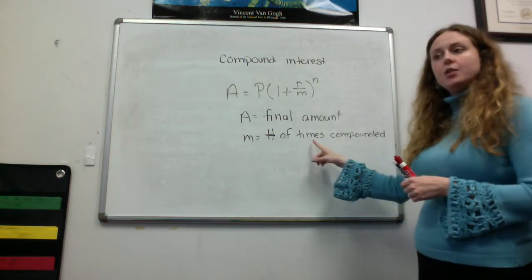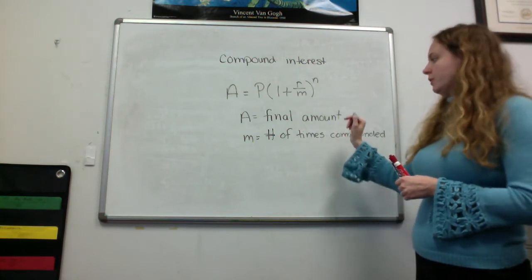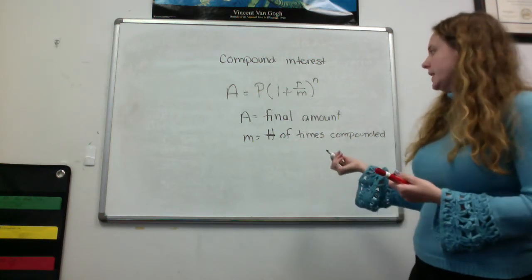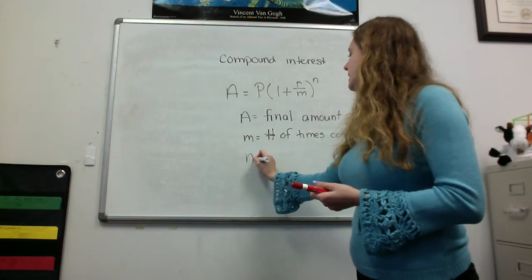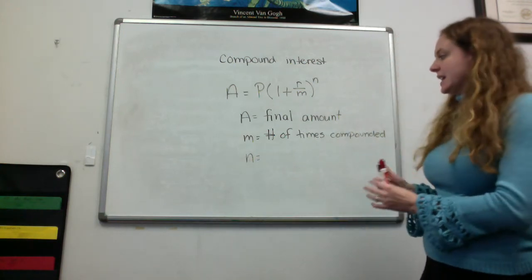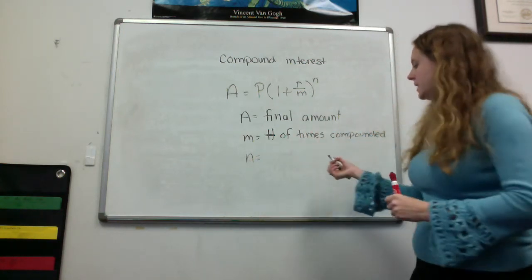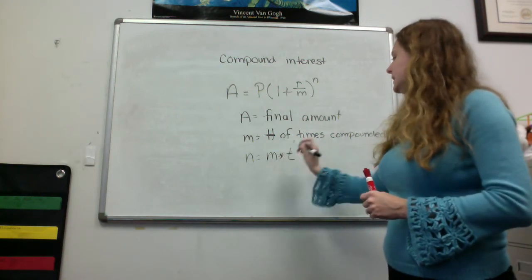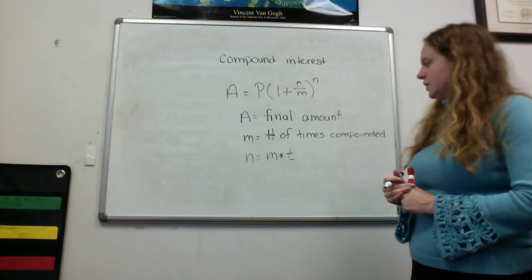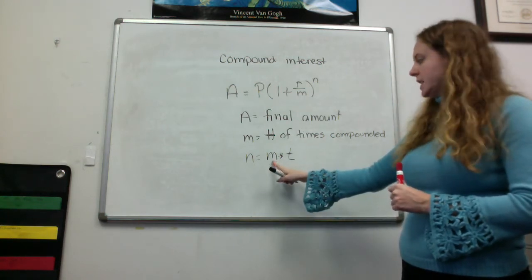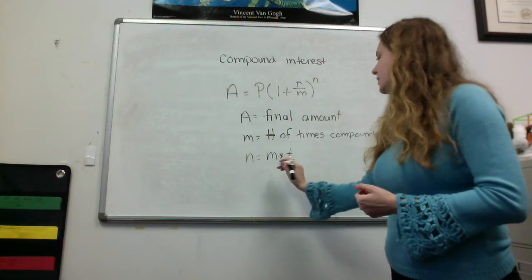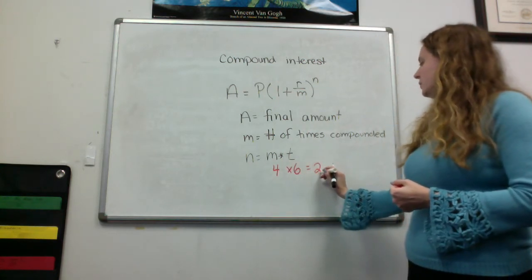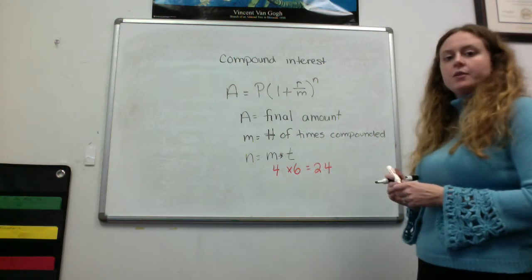So I would put in 1 or 12 or 4 for M, depending if it's monthly, quarterly, annually. N is a little tricky. For N, you put what you just had for M times T, our time. So if it's compounded quarterly for 6 years, that would give me 24 for N.